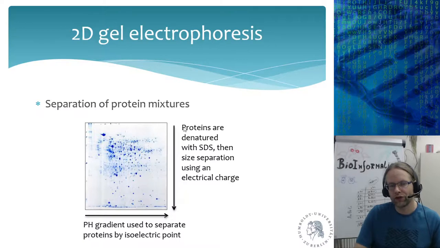Besides that, you're just using the standard gel electrophoresis where you pull them down based on the size. So here on the bottom, we will have the small proteins. Here on the top, we will have the large proteins. And then here, they are separated by their isoelectric point. That means that proteins which normally have a positive charge will go to the left side. Proteins which have a negative charge will go to the other side. And the more charge they have, the more they will move.